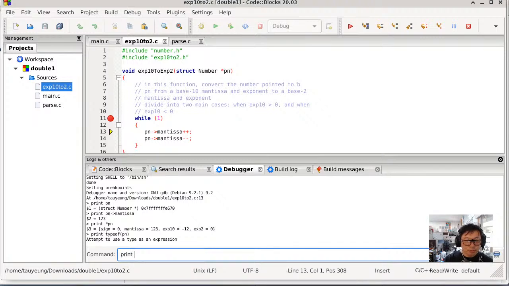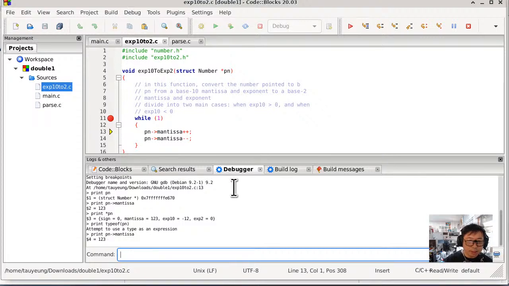So let me show you two things, okay? I think this will make it very clear. If I say pn points to mantissa, it is saying to treat pn as a pointer and treat mantissa as a member of the structure that pn points to. And obviously this works because we did it before already.